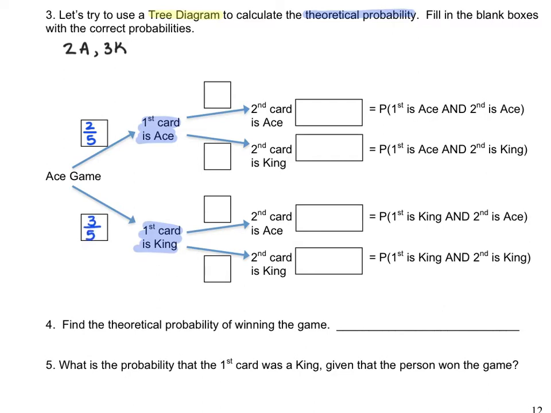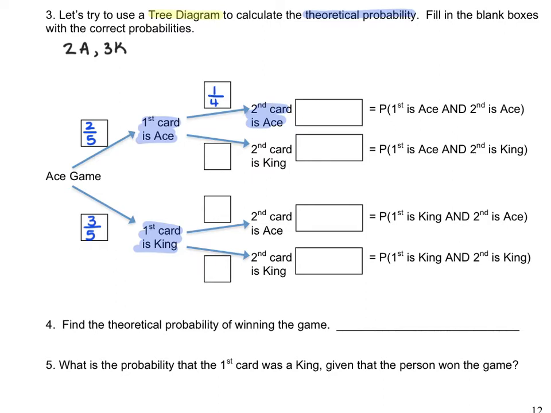Now, let's stick with when the first card is an ace. Out of the 2 aces in the 5, if the first card is an ace and we pull it out, then what is the probability that the second card is also an ace? And that's right here. And there's only 4 cards remaining, and only one of them is an ace.